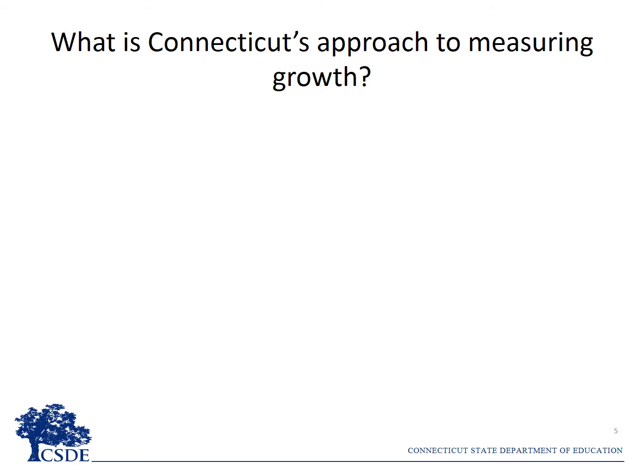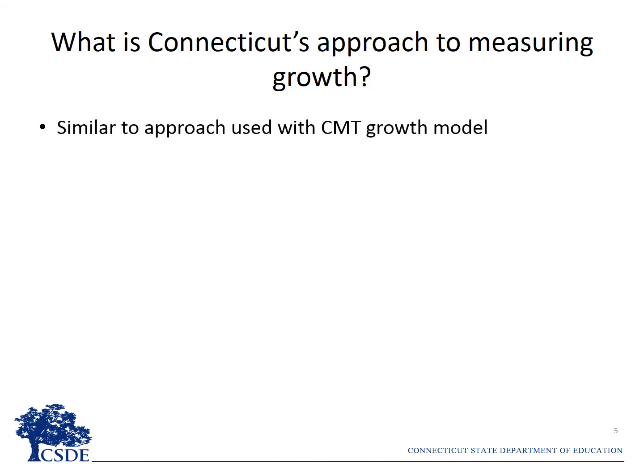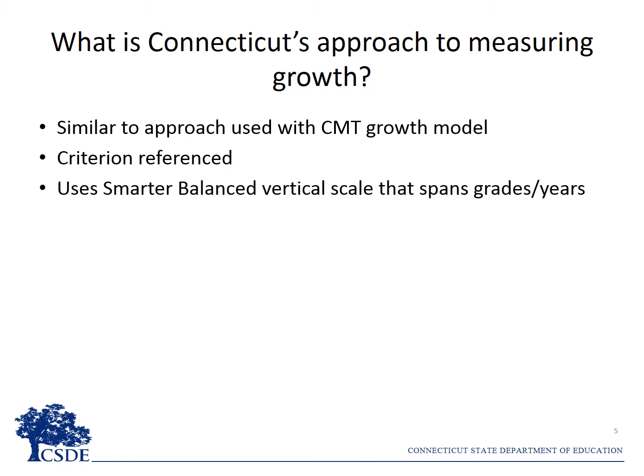So what is Connecticut's approach to measuring growth? Connecticut's growth model uses the matched student cohort growth approach. This approach is very similar to the one used in the past with the Connecticut Mastery Test, or CMT. The approach is criterion referenced, in that the amount of growth made by a student from one year to the next is evaluated against a fixed standard or criterion, and not against how other students grew.